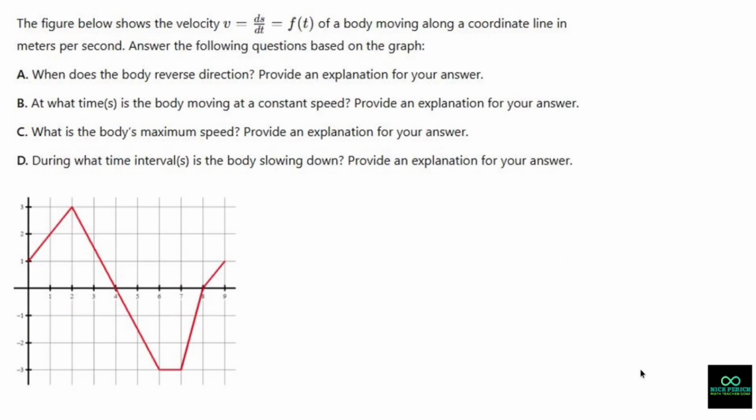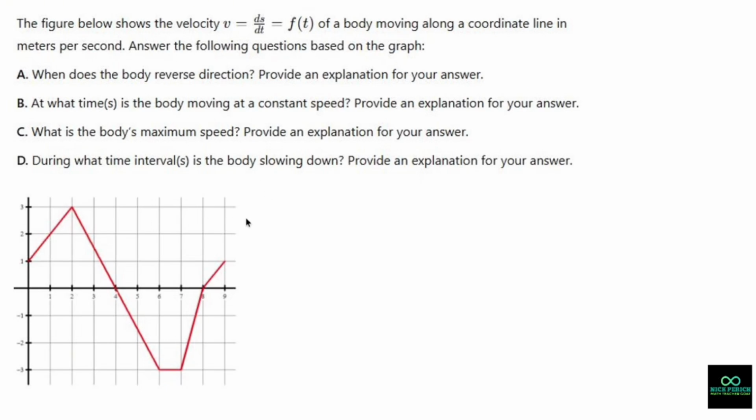Free response question number 3. No calculator. That's fine. We don't need one. Calculators are for suckers. Anyway, this figure below right here shows the velocity v, also known as dS/dt, also known as f of t, all these names, of a body moving along a coordinate line in meters per second. Answer the following questions based on the graph.